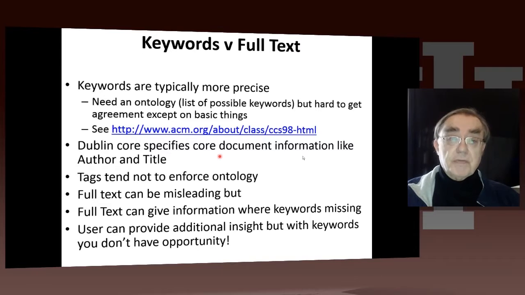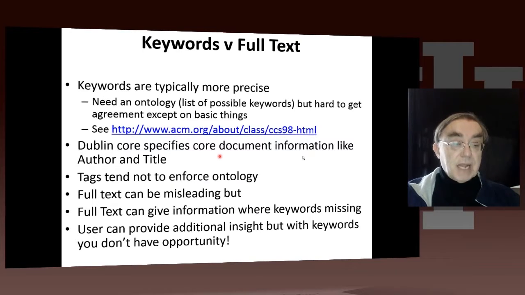However, keywords are always valuable because they form so-called ontologies, which an ontology is a list of the allowed keywords, and they allow you to give rather precise classifications, which is sometimes very important. There are various important keywords like the Dublin Core has core document information like author and title.